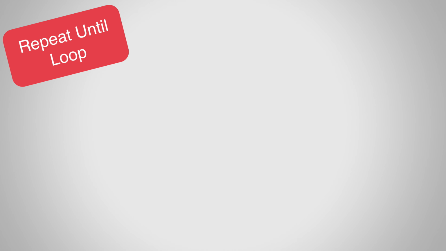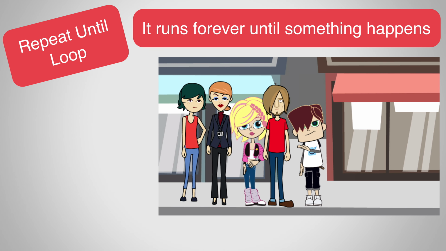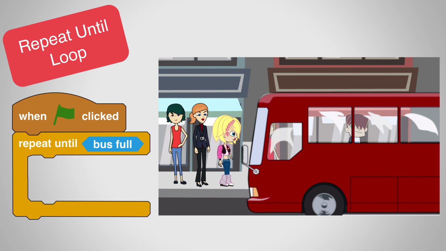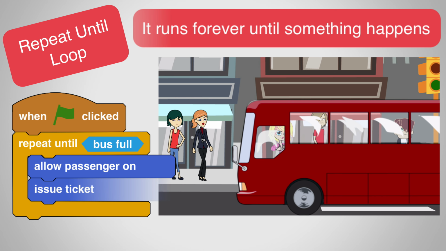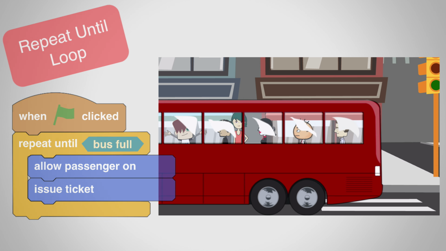The final type of loop is the repeat until loop. This loop will keep running over and over again until something happens. Take the example of passengers getting onto a bus. Here the loop keeps running over and over again, letting another passenger on the bus. It only stops when the bus is full. At this point, the loop stops and no more passengers can get on the bus.